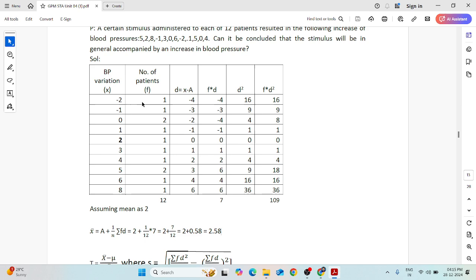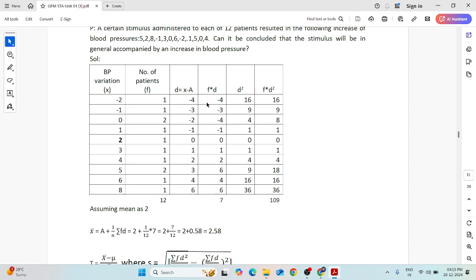So d is equal to x minus the assumed mean. So x is how much? Minus 2, minus 2 minus 2, how much? Minus 4. In the same way, minus 1 minus 2, minus 3. So 0 minus 2 we have minus 2, because the assumed mean is 2. You have to write a note in the examination also, stating which assumed mean you are considering.